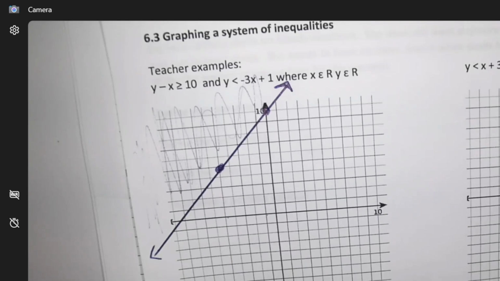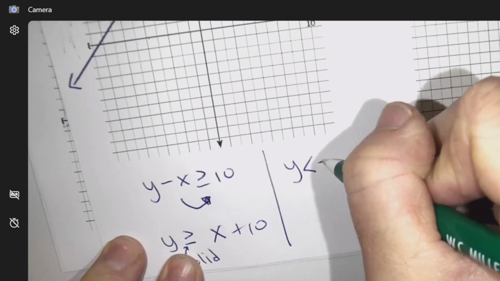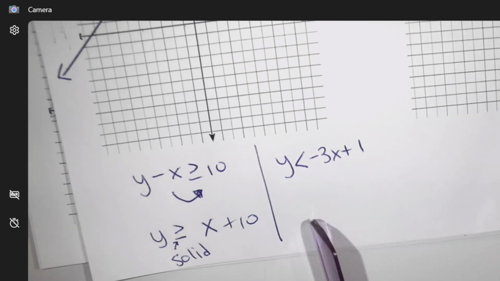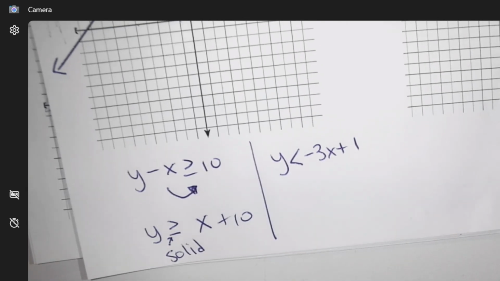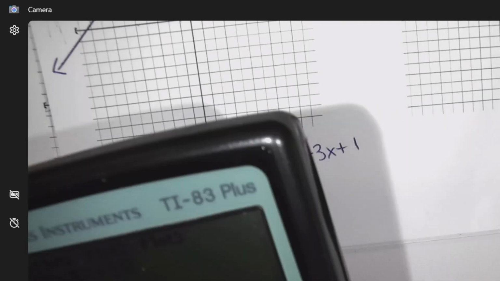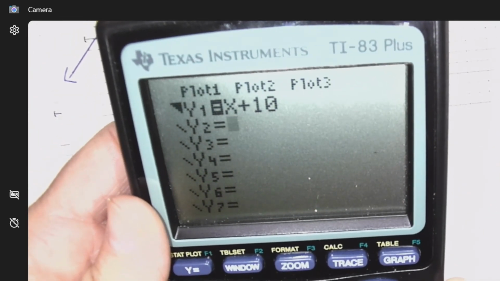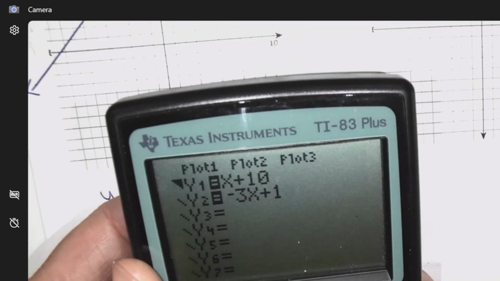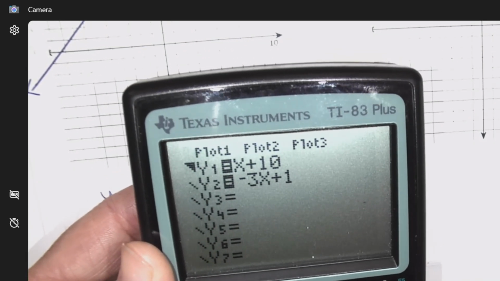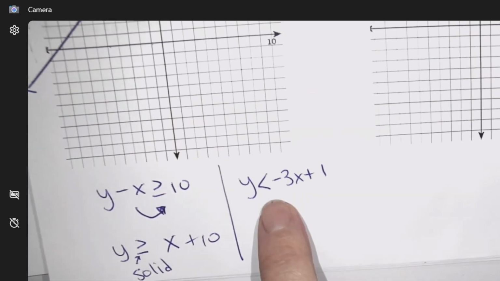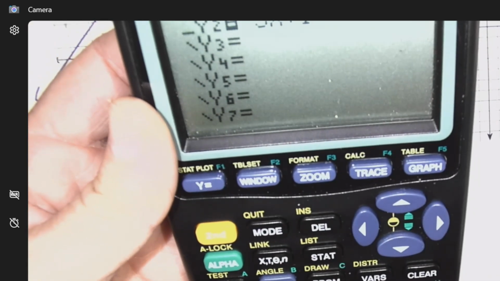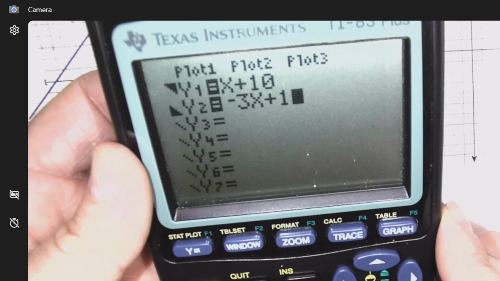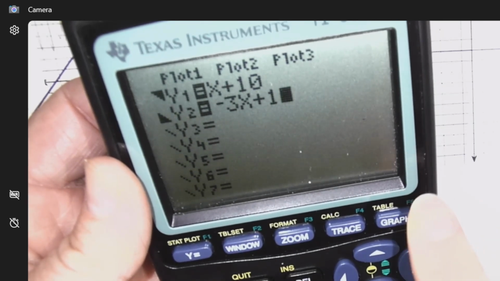Okay, the other line. y is less than -3x plus 1. That's the other line. It's ready to go. y is alone, so it's ready to go into my calculator. This time I'm going to go to y2, and we have -3x plus 1. I'm going to go over, over, over, and on this, I'm going to enter a less than. This is less than. Okay, everyone's good with figuring out how to type them in? Graph.